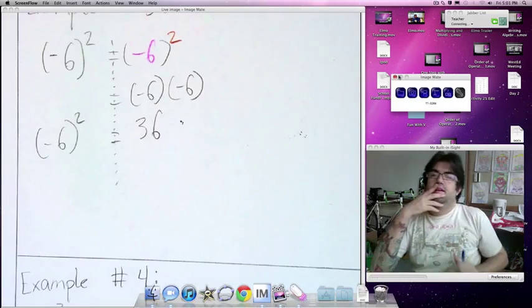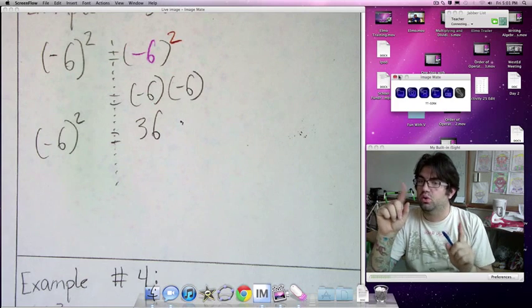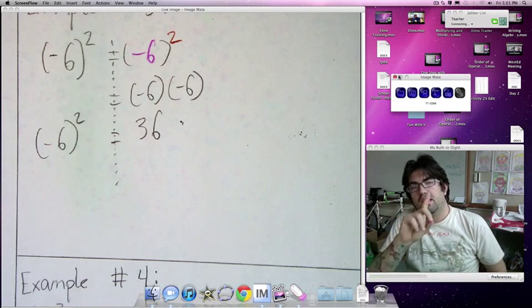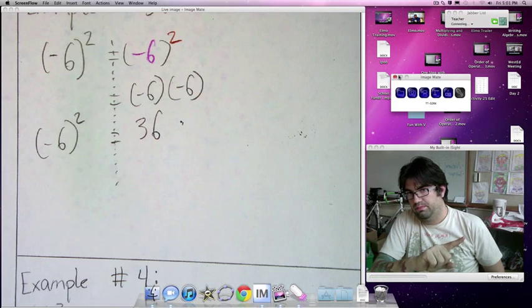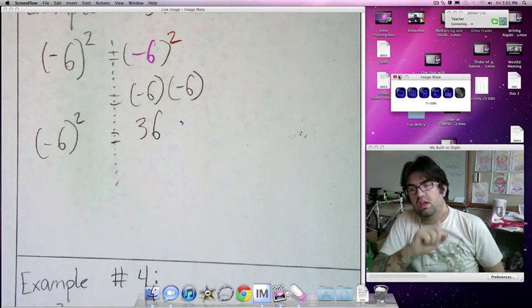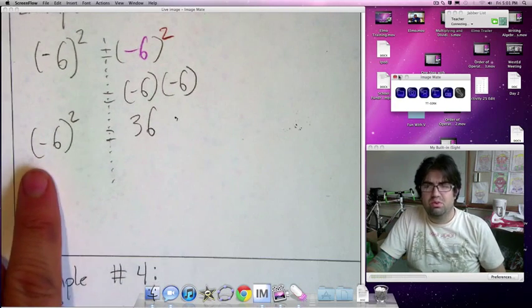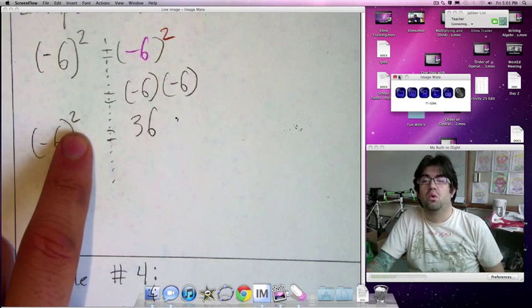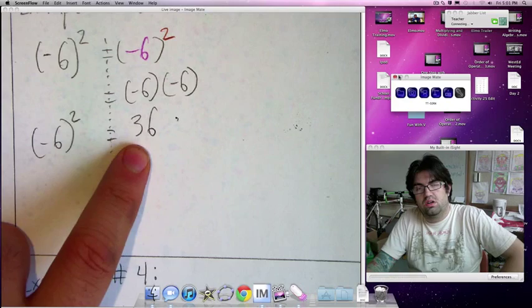So, now we have an interesting case. Negative 6 in parentheses, and that's a big deal. Get ready for example number 4. Negative 6 in parentheses squared is equal to positive. If you think about it, there's a little tiny rule. If it's in parentheses and it's an even power or an even exponent, the power will be positive.